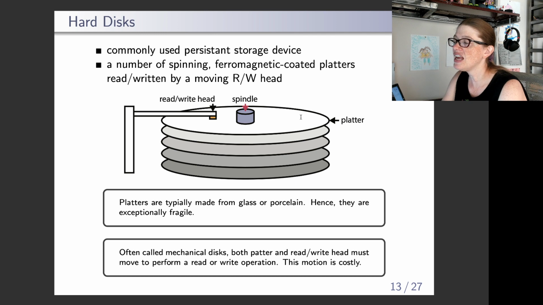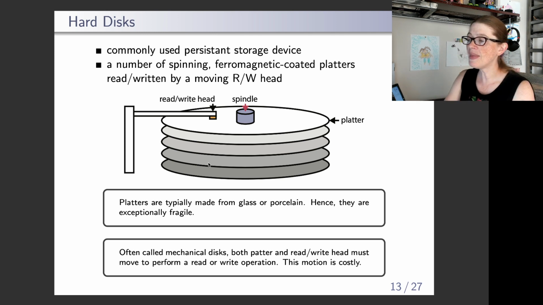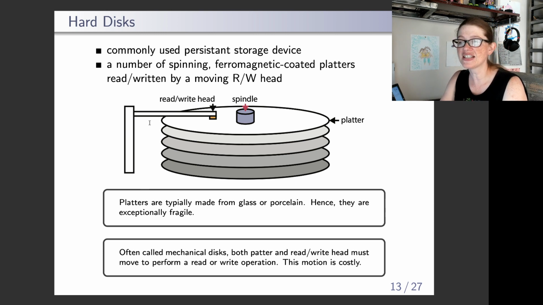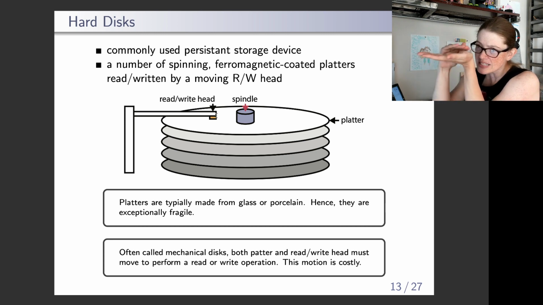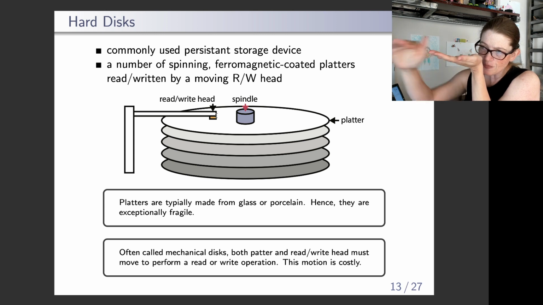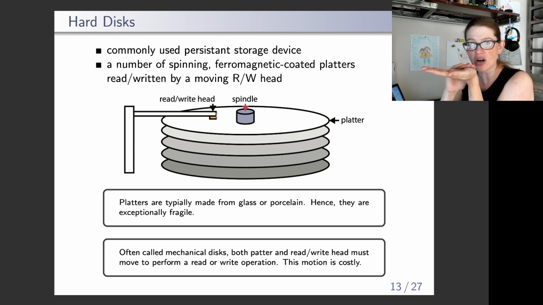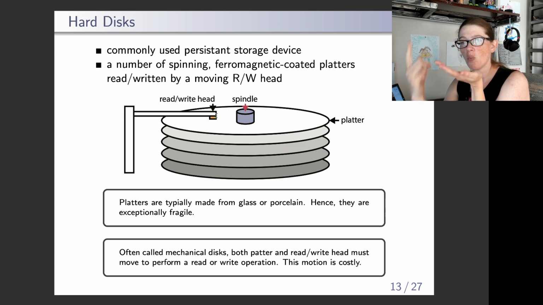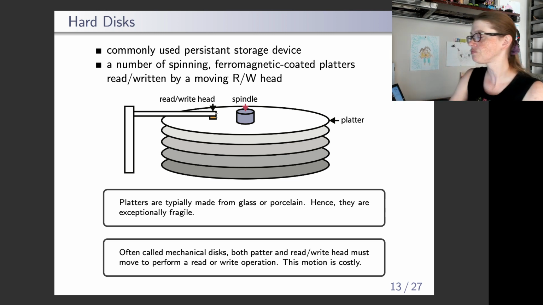What you would see is a bunch of platters, and they are mounted on a spindle. And those platters are actually made of either glass or porcelain, so they're incredibly fragile, and they are coated in that ferromagnetic material. And then you've got this read-write arm, and it's got one of these heads for each platter. That head sits just a few microns above the surface of the platter, and it can read and alter that magnetic field while the disc is spinning.